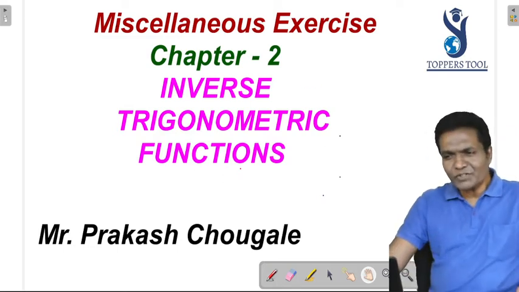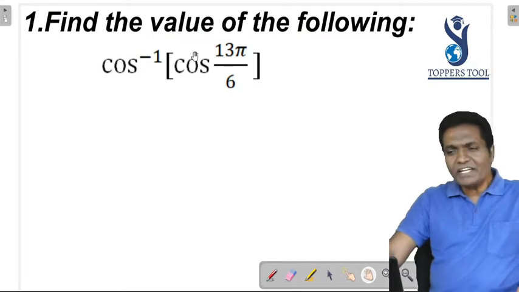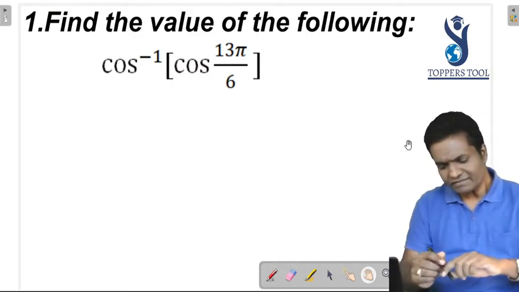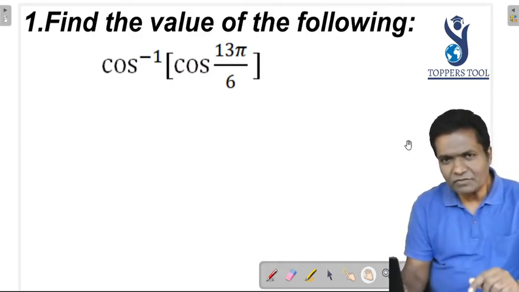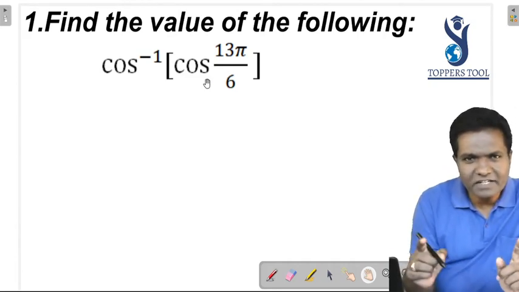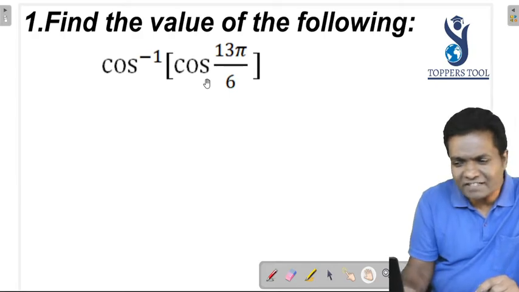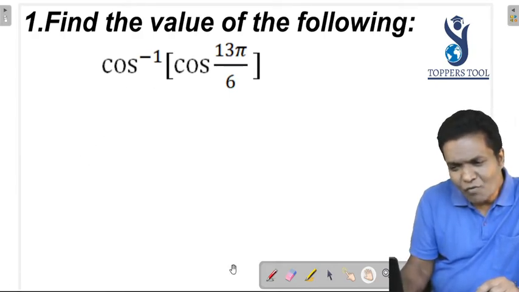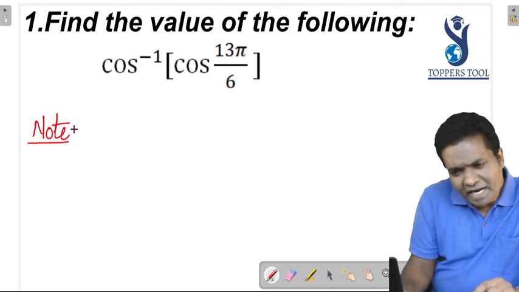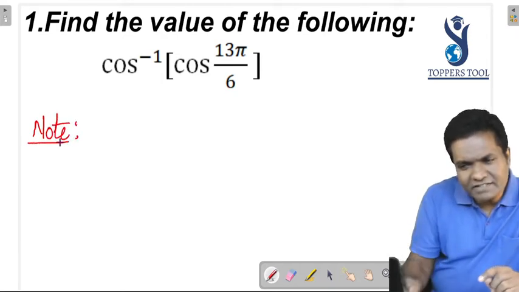So here is the first question. Find the value of the following: cos inverse of cos of 13 pi by 6. Now, whenever you are asked to find cos inverse of something, you must know the principal branch of cos inverse. So, can you tell me what the principal branch of cos inverse is? Note this down. The principal branch of cos inverse is the closed interval 0 to pi.